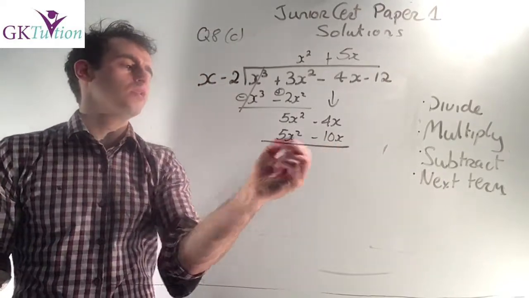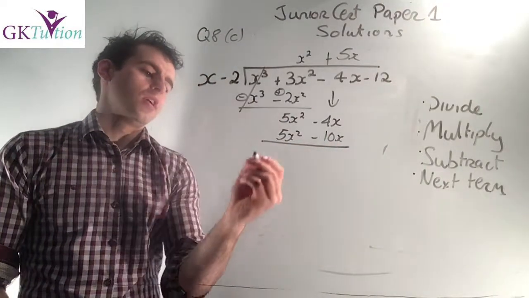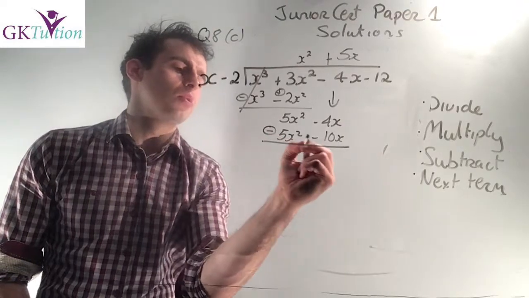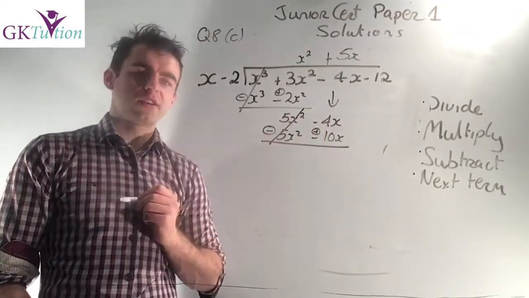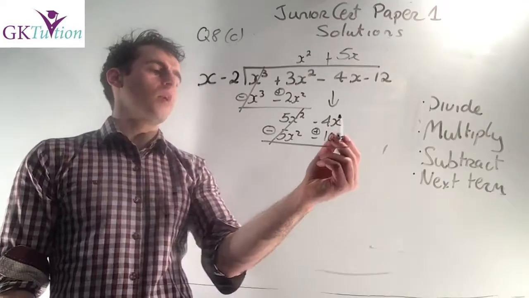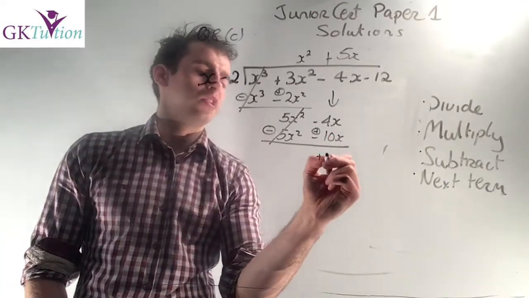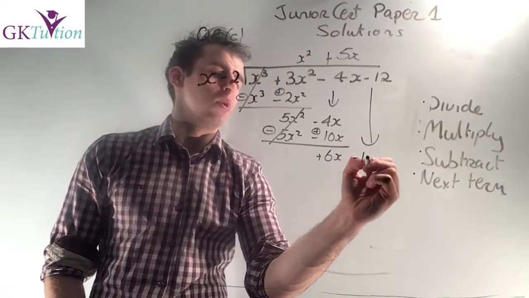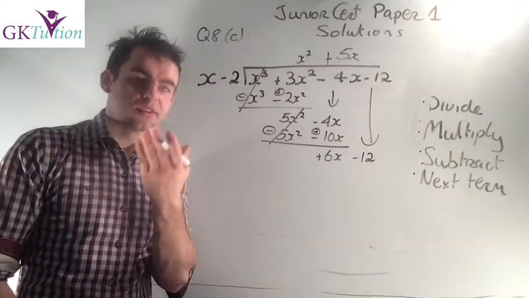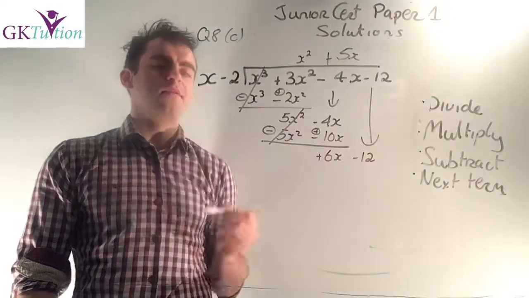Now I'm going to draw a line underneath and I'm going to subtract. And in order to subtract, you change your signs to a minus and to a plus. So I have plus 5x squared minus 5x squared, which is 0. I have minus 4x plus 10x, which is plus 6x. Then I take down the next term, which is minus 12.